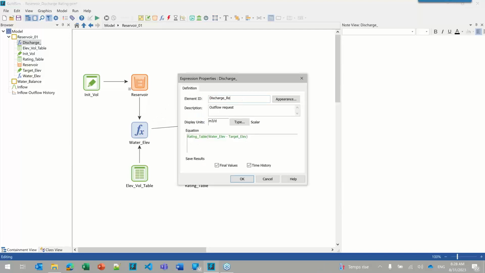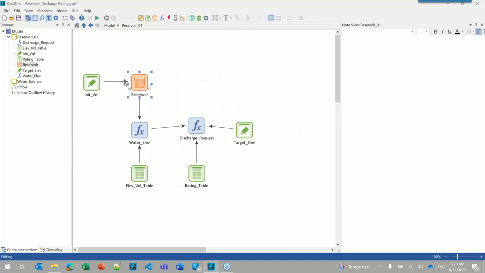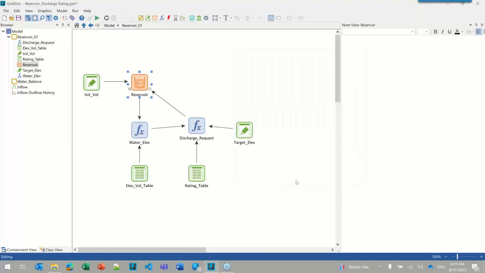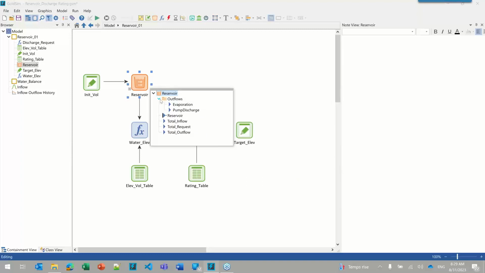I'm going to call this the discharge request. And then I'm going into the pool element and making sure that this is looking at the discharge request. The reason it didn't pick up on that change I just made is because I made a move. I moved it, and it didn't pick up the change yet. I should have hit F9 before I came into the pool element. But anyway, just be careful when you're moving elements. When you make a big move, moving elements from one container to another, update your expressions before you do anything else.